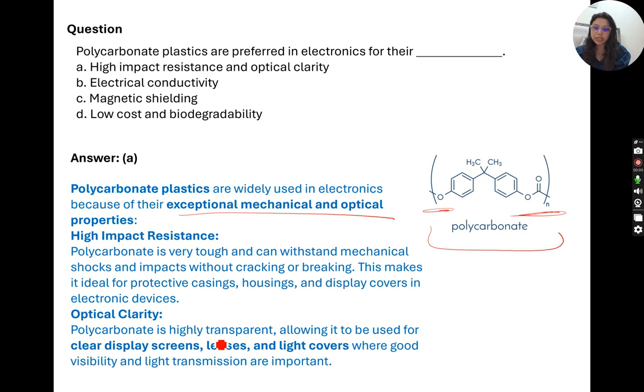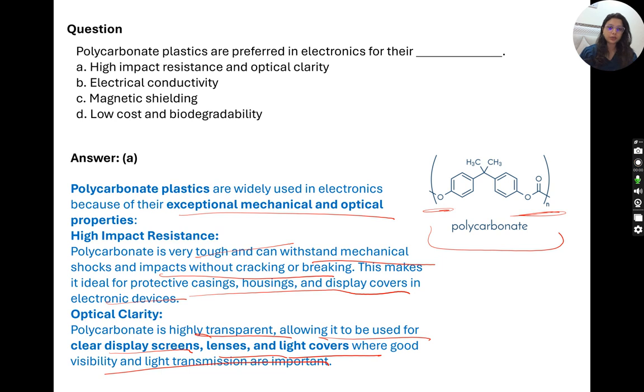Polycarbonate is highly transparent, which allows it to be used in clear display screens, lenses, and light covers where good visibility is important. So the important property associated with polycarbonate is transparency. And high impact resistance, because it's very tough and can withstand mechanical shocks without cracking. This is ideal for protective casings, housings, and display covers in electronics. So wherever we need optical clarity, we can also use such polycarbonate coatings in electronics.